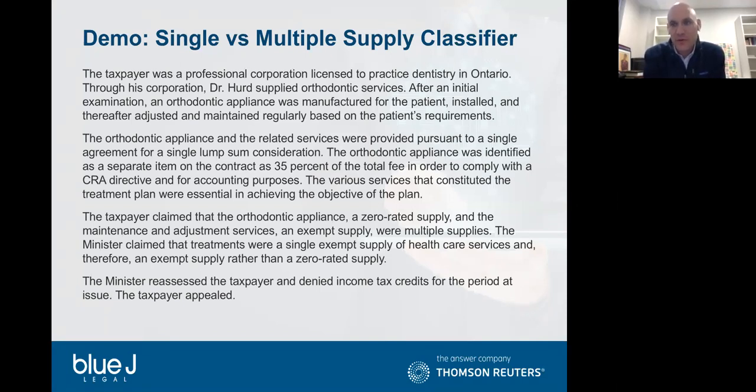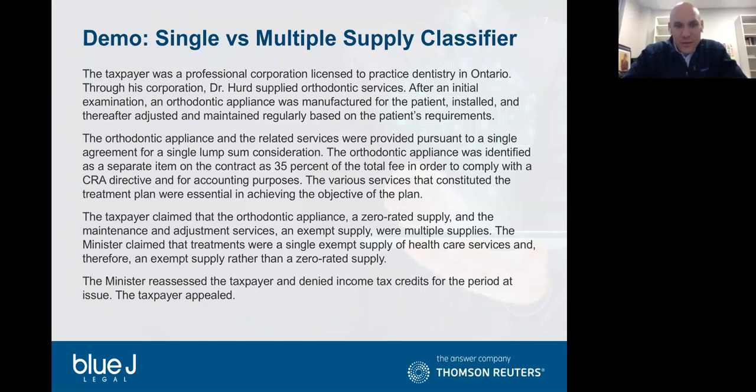So it's very clear up front that these things are linked in this agreement. The orthodontic compliance is separated out in an itemized way in this agreement, and it is said in the agreement that it's subject to the contract. It's allocated 35% of the total fee to comply with a CRA directive requiring the cost of the appliance to be broken out, and also for accounting purposes for the practice itself.